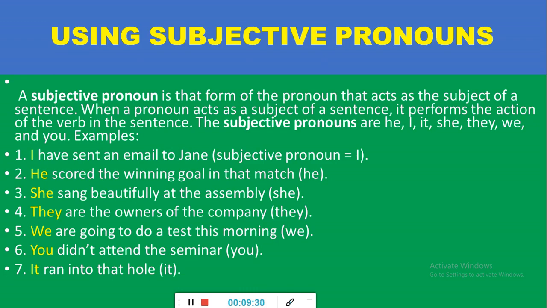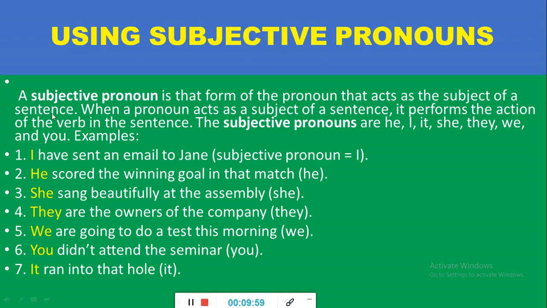Let's look at examples in sentences. Now, sentence 1, I have sent an email to Jane. Now, I is the subjective pronoun here. And if you look at the sentence, I have sent an email to Jane, you ask the question, who is performing the action here? It is I, the sender of the email, all right?